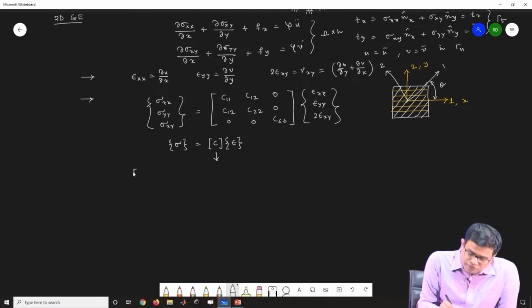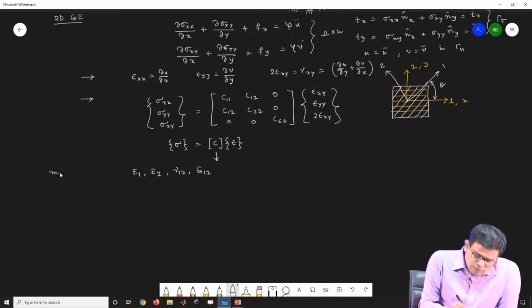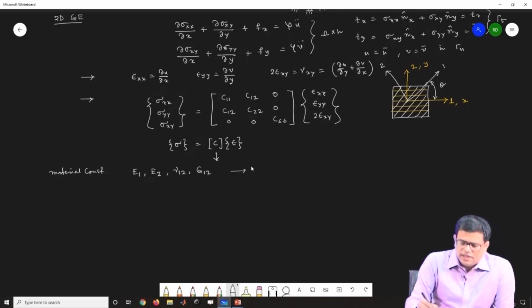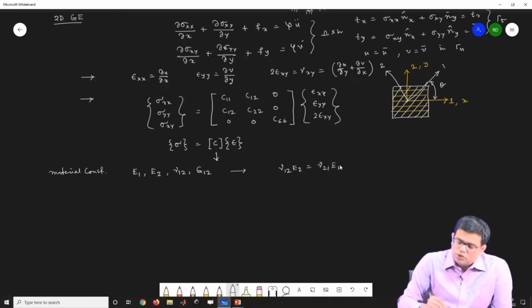So E1, E2 and nu 1 2 and then G1 2. Now these are material constants. There is a relation that is, you know, nu 1 2 E2 is essentially nu 2 1 E1. So this is the relation it follows.